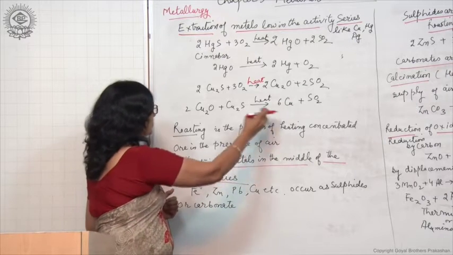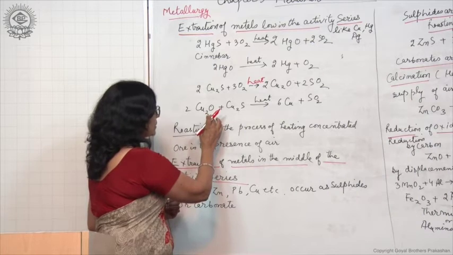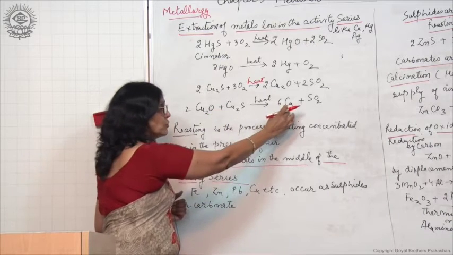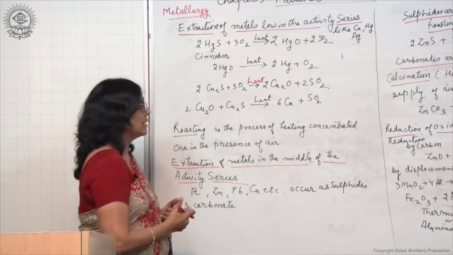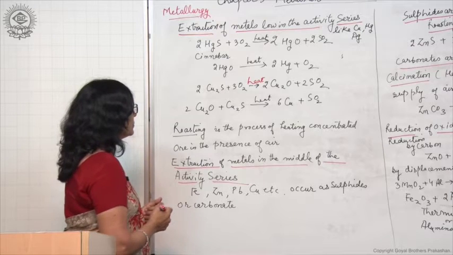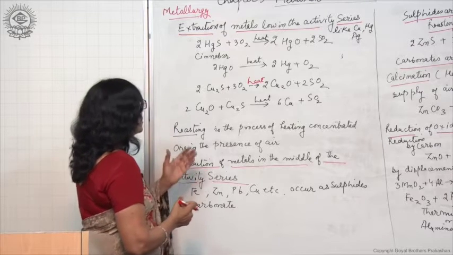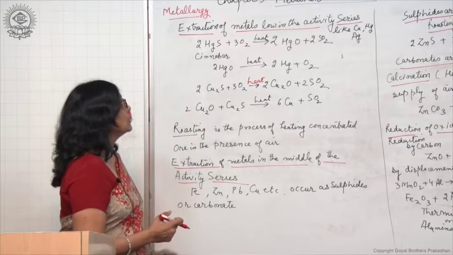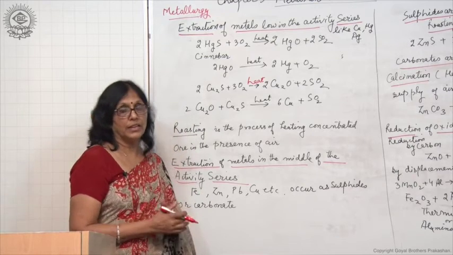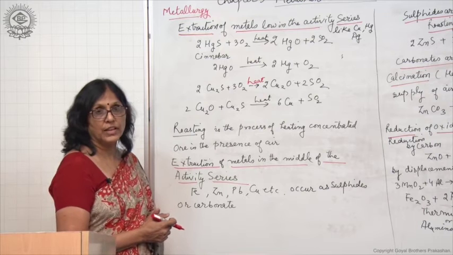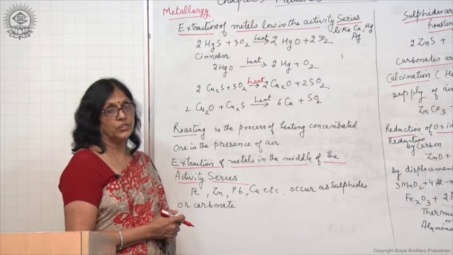So, here copper oxide is reduced to copper. Reduction of copper oxide has occurred. So, this is how we can extract the metals which lie low in the reactivity series, which are least reactive, just by heating.